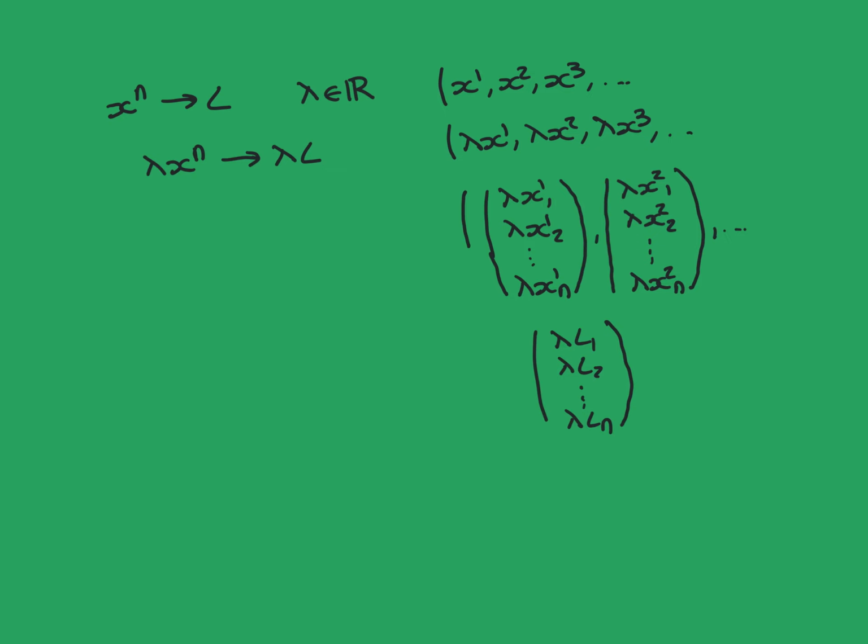So that concludes the second of the two algebra of limit results for sequences of vectors.